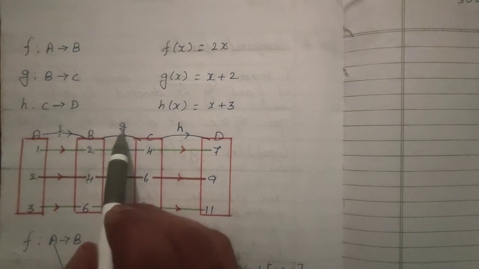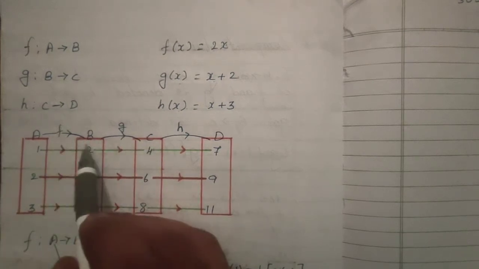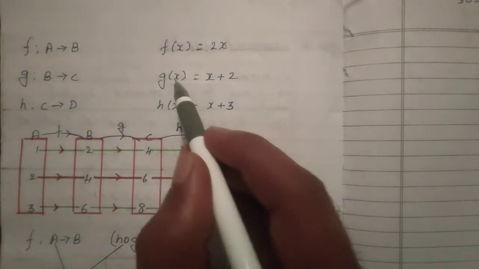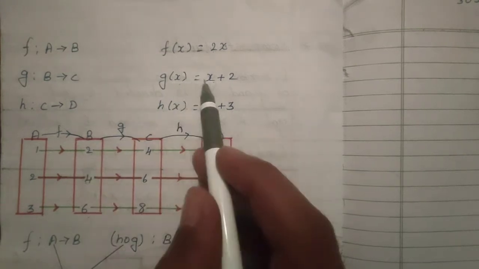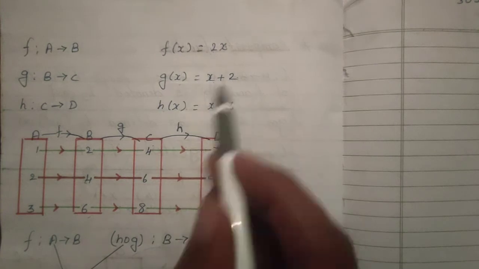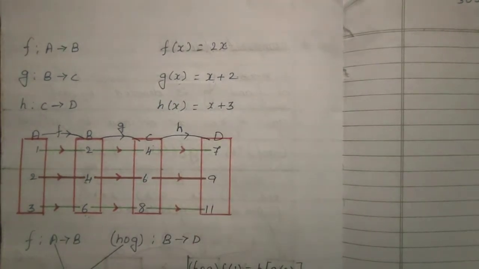This g function, related from B to C, means the f function's output will be the input of g. This input I am substituting into the g function. g of 2: 2 plus 2, 4. 4: if I substitute, 4 plus 2, 6. 6: if you substitute, 6 plus 2, 8. These are the outputs of the g function.